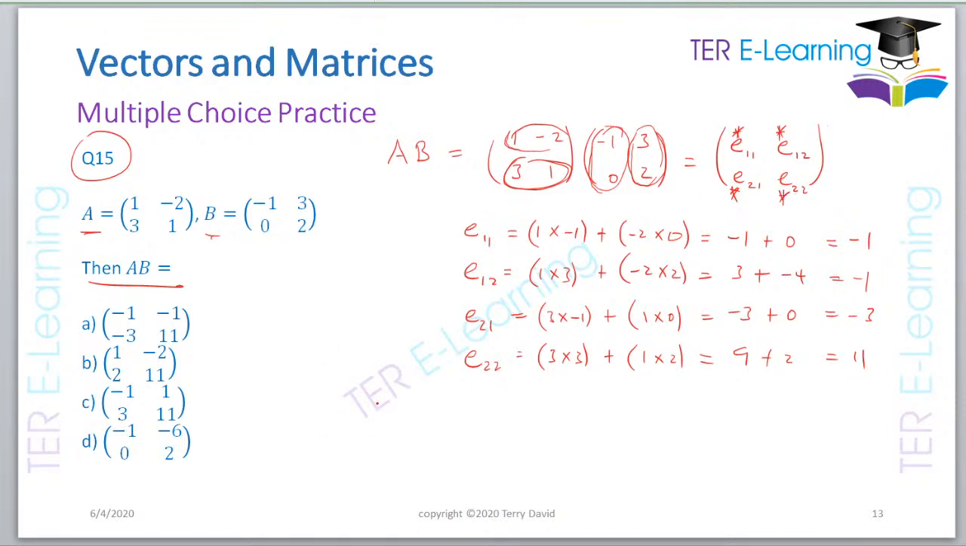So therefore, my answer, so AB is equal to this matrix here, right? The matrix on the right hand side. So all I'm going to do now is put in the numbers. So E11 is minus 1, E12 is minus 1, this is minus 3, and this is 11. So yes, my answer is E.